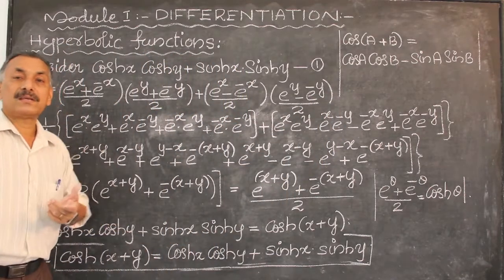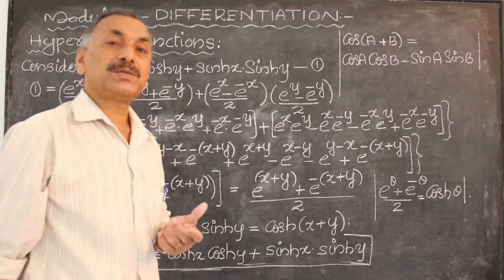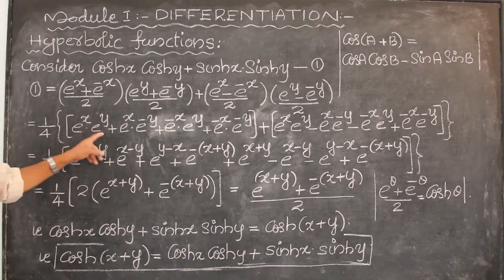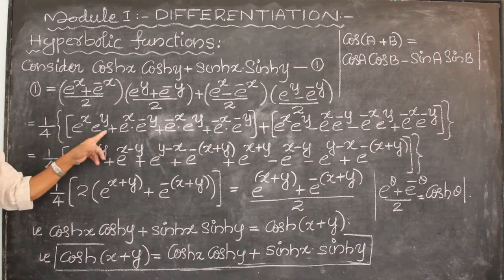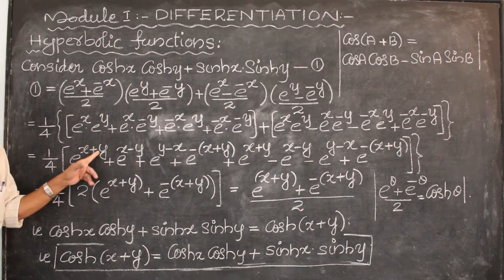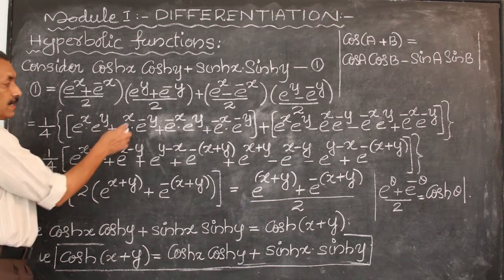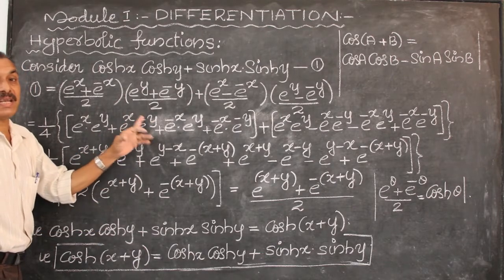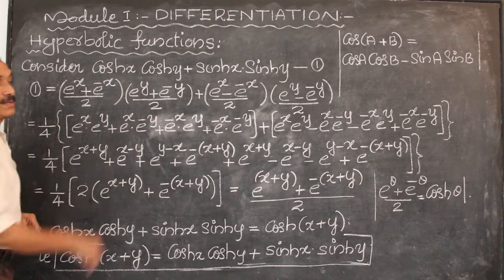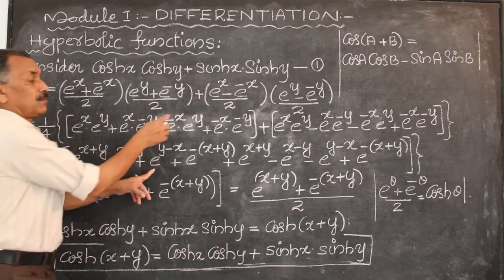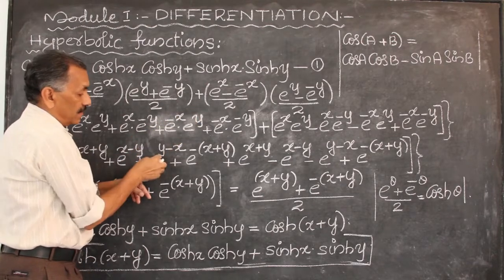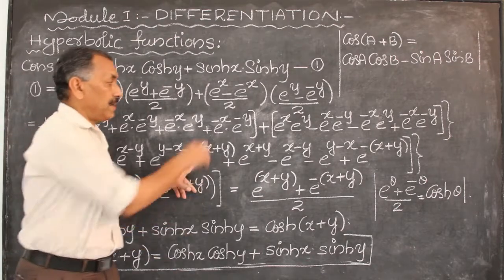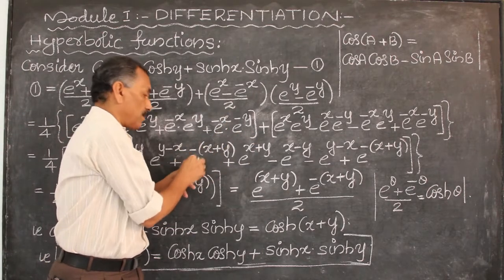Then what is a raised to m into a raised to n? a raised to m into a raised to n is equal to a raised to m plus n. Similarly here, e raised to x into e raised to y is equal to e raised to x plus y, by the exponent rule. This one is e raised to x minus y, since a raised to m into a raised to n is a raised to m plus n, that is m minus n, x minus y. This one is e raised to minus x plus y, that is e raised to y minus x. This is e raised to minus x plus minus y, taking the minus outside, minus of x plus y.